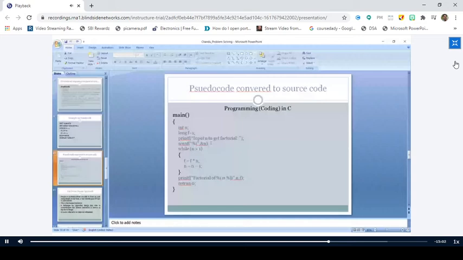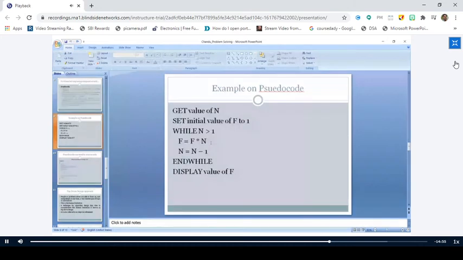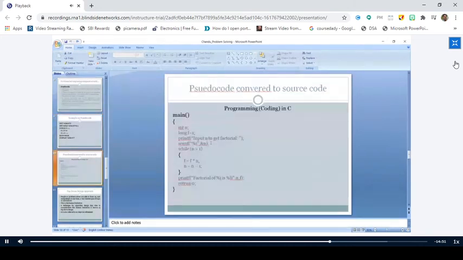And pseudocode can neither be compiled nor executed, right? And the final one is pseudocode conversion. It is simply a mechanical task to convert the pseudocode into the source code. These are the important differences between the pseudocode and the algorithm. We have seen an example on this pseudocode of finding the factorial of a given number, and how this pseudocode is converted into the programming source code in C is also depicted in this example. Right? Is it clear up to this point?